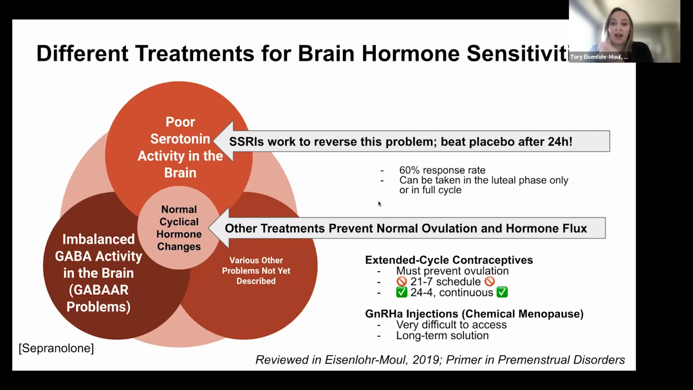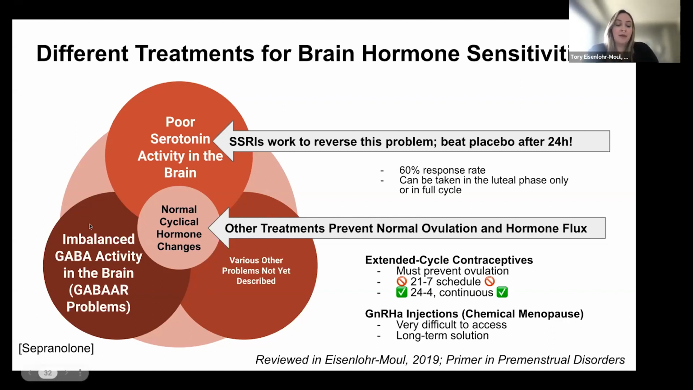Because it works so fast in PMDD, unlike in depression, we think that it's working by a slightly different serotonin mechanism. And clinical trials show that it can be taken only in the luteal phase for a lot of people, and it's still effective.